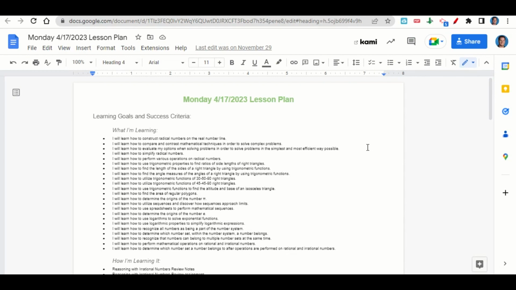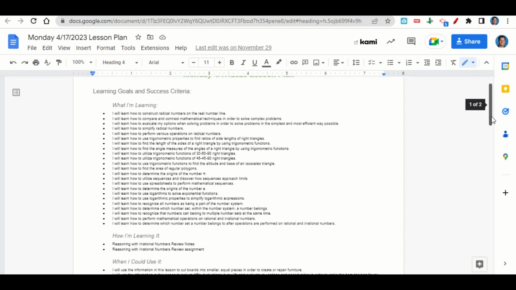use logarithms to solve exponential functions, how to use logarithmic properties to simplify logarithmic expressions, how to recognize all numbers as being part of the number system, how to recognize which number set within the number system a number belongs to, how to recognize that numbers can belong to multiple number sets at the same time, how to perform mathematical operations on rational and irrational numbers, and how to determine which number set a number belongs to after operations are performed on rational and irrational numbers.